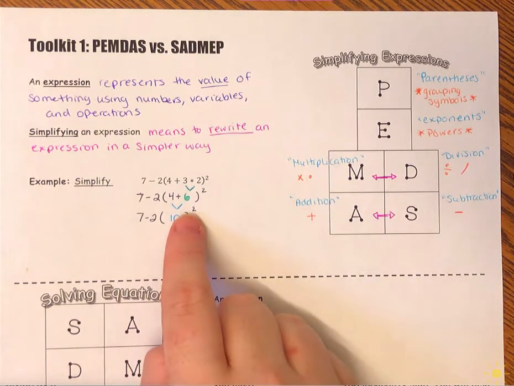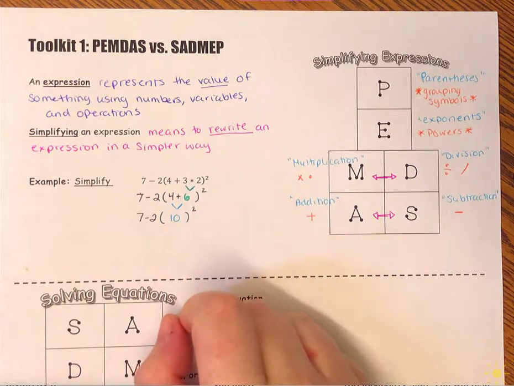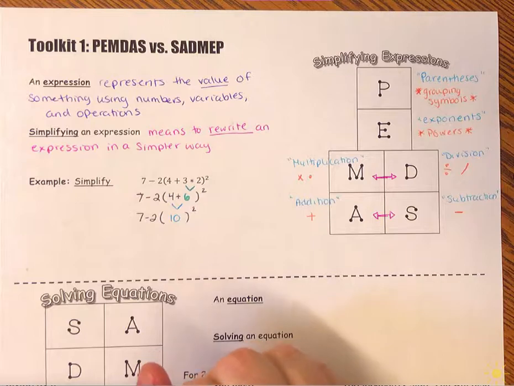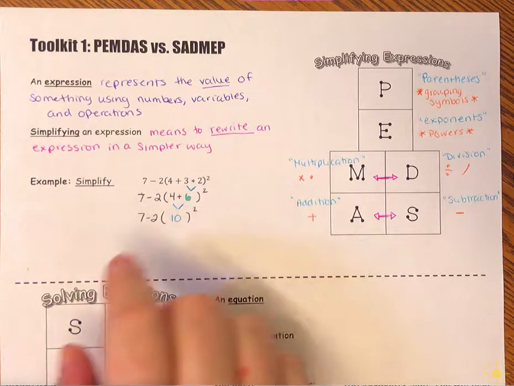We have an exponent on this parenthesis set of 10. So what that means is 10 squared. Squared means 10 times 10. Exponents is how many times you multiply something by itself. So this is going to be 10 times 10.